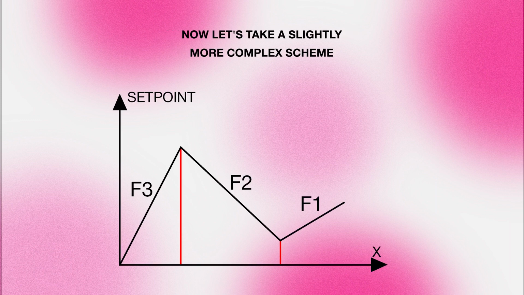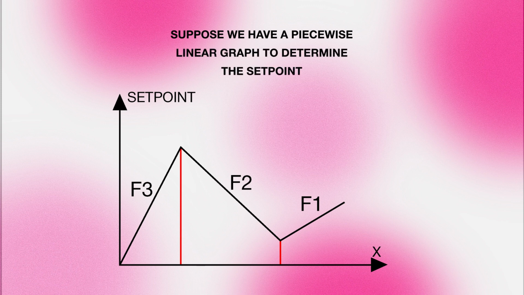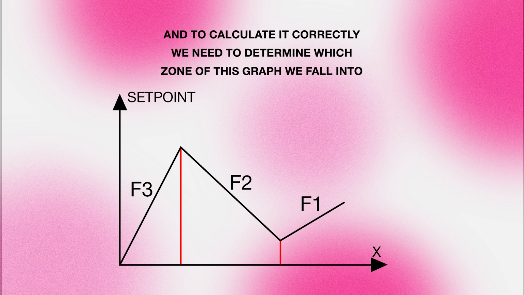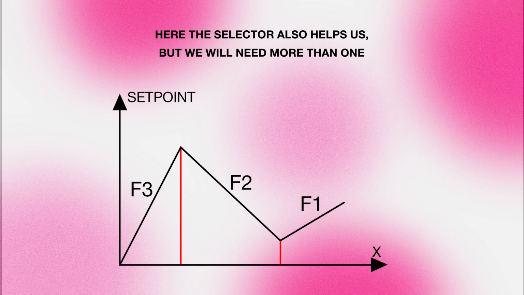Now let's take a slightly more complex scheme. Suppose we have a piecewise linear graph. To determine the set point and to calculate it correctly, we need to determine which zone of this graph we fall into. Here the selector also helps us, but we will need more than one.